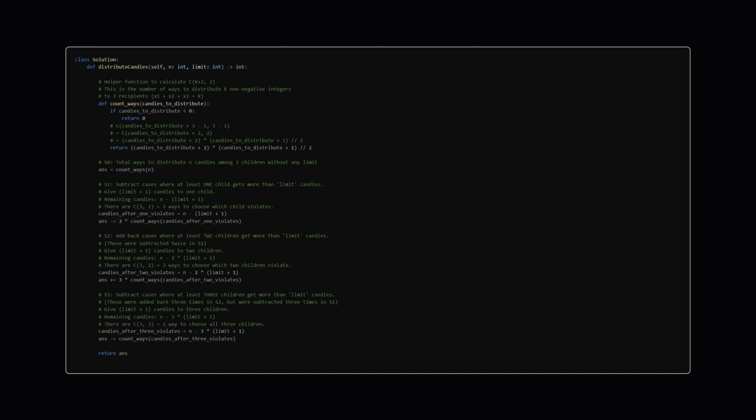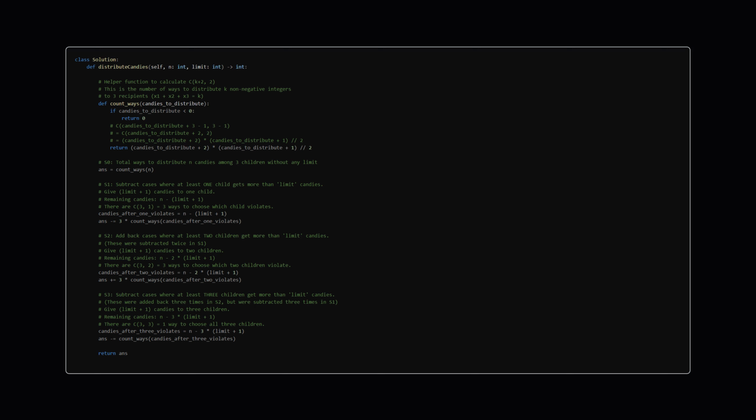Alright, here's the Python code for that inclusion-exclusion principle. It looks a bit math-heavy with the comments, but the core idea is what we just discussed. First, we have a helper function. Let's call it count_ways. This function takes the number of candies to distribute and calculates how many ways these can be given to 3 children if there were no upper limits.